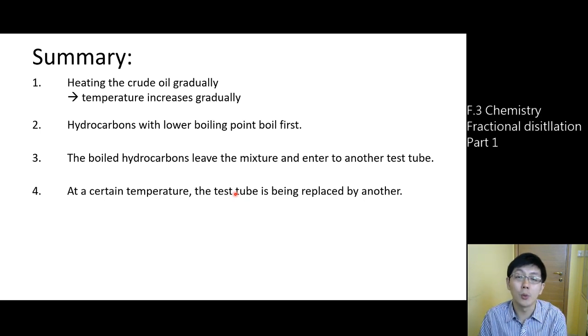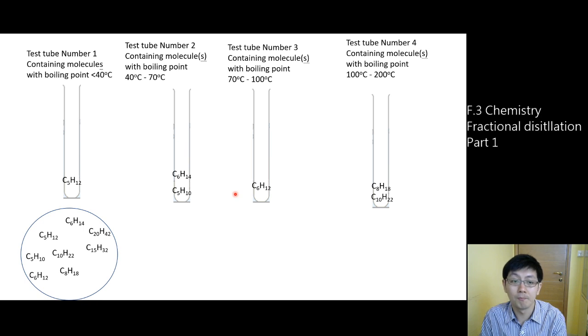Now we have test tubes number 1, 2, 3, 4. Now we're going to return to these test tubes. Test tube number 1 collects the substances with boiling point below 40 degrees Celsius. Test tube number 2, 40 to 70. Number 3, 70 to 100. Test tube number 4, 100 to 200.